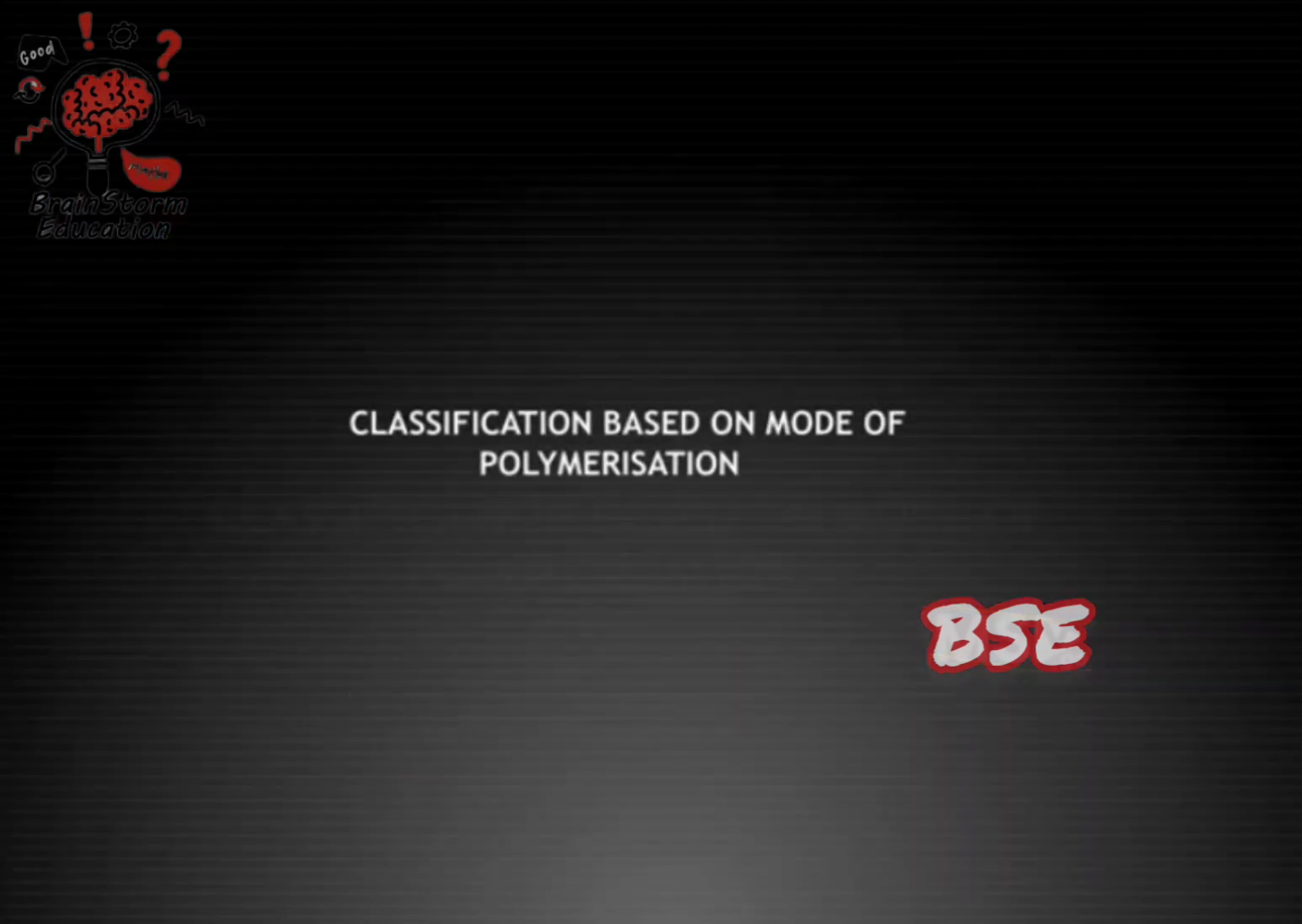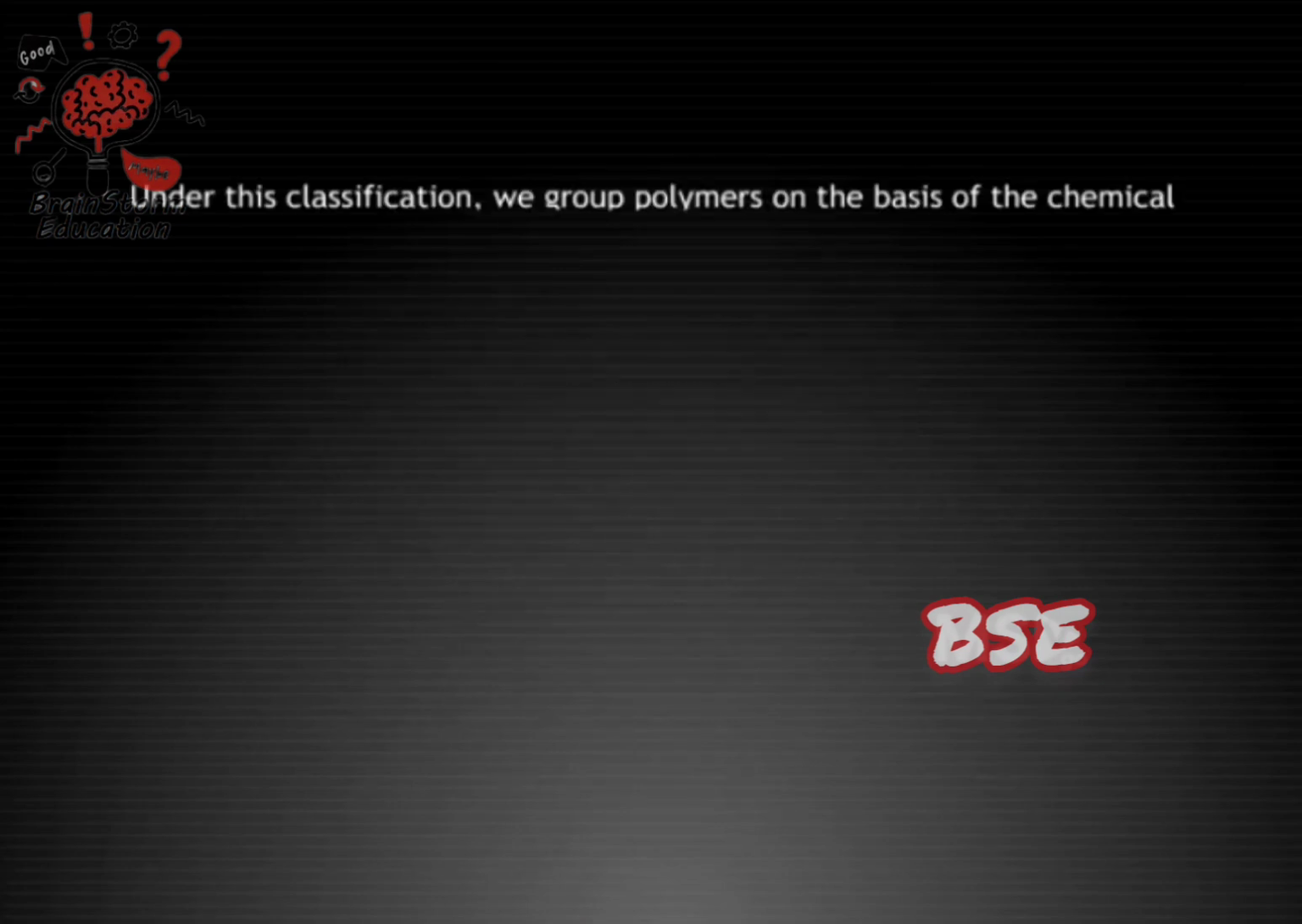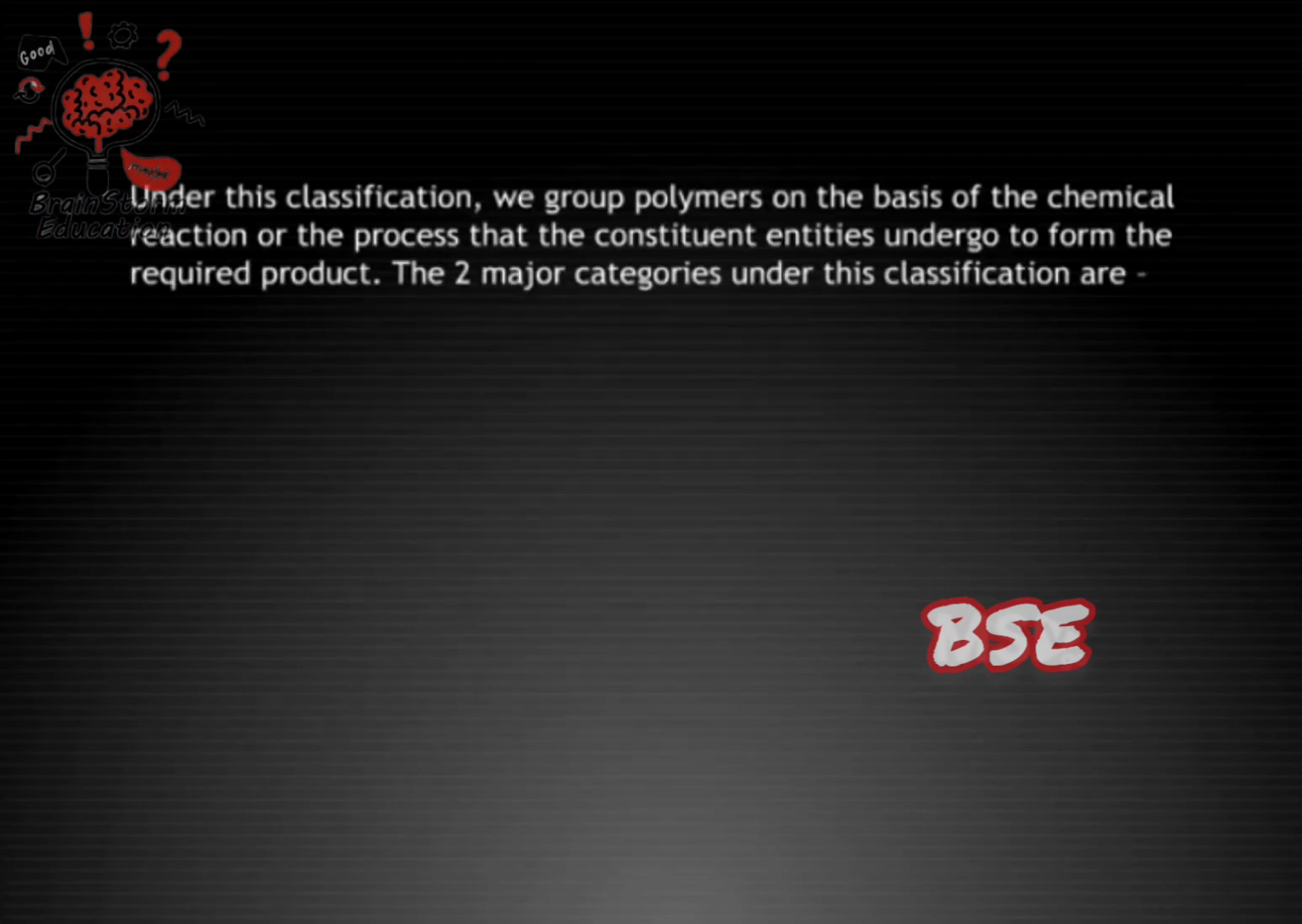Classification based on mode of polymerization. Under this classification, we group polymers on the basis of the chemical reaction or the process that the constituent entities undergo to form the required product. The two major categories under this classification are addition polymers and condensation polymers.